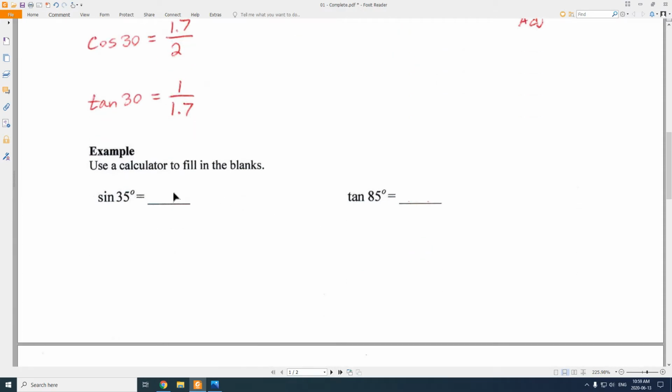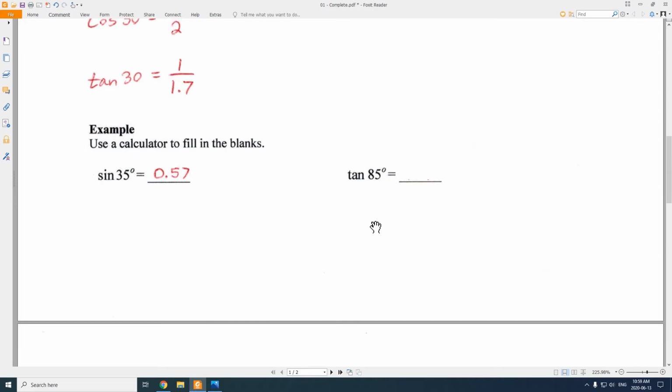Right. These ones we can just kind of quickly practice plugging in a few more. So sine of 35, plug that into your calculator. Should get 0.57. Tan of 85, plug that into your calculator. Should come out to 11.4. So just do those really quickly just to make sure that you are using the calculator correctly and that you're in the right mode.